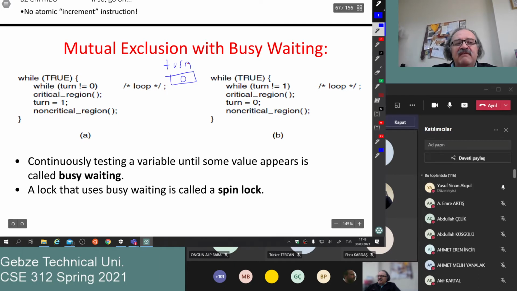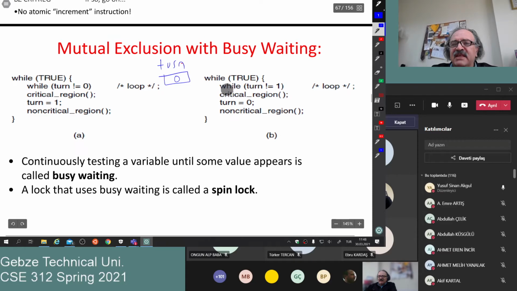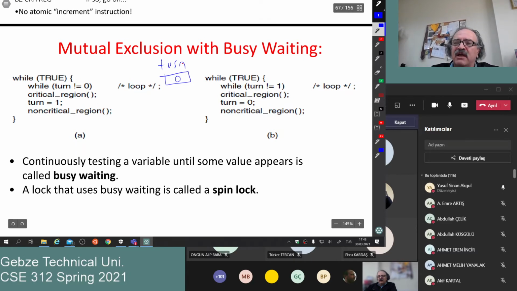Let's say before I run this while loop, this one runs. In an infinite loop, this one says that if turn is not 1, I will be in an infinite loop.